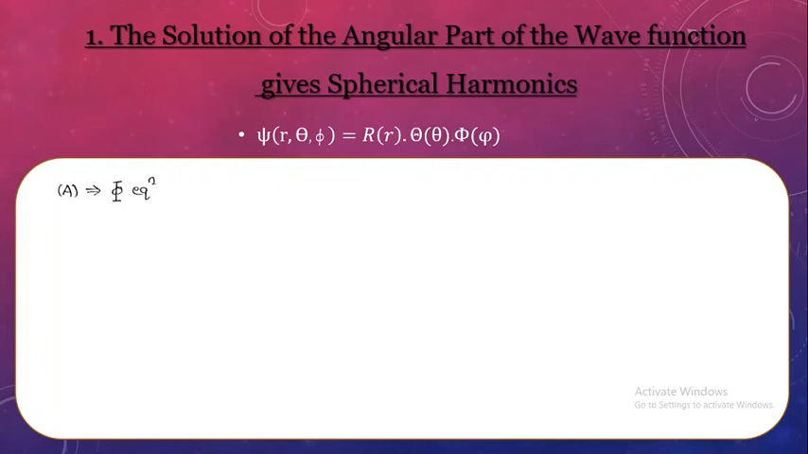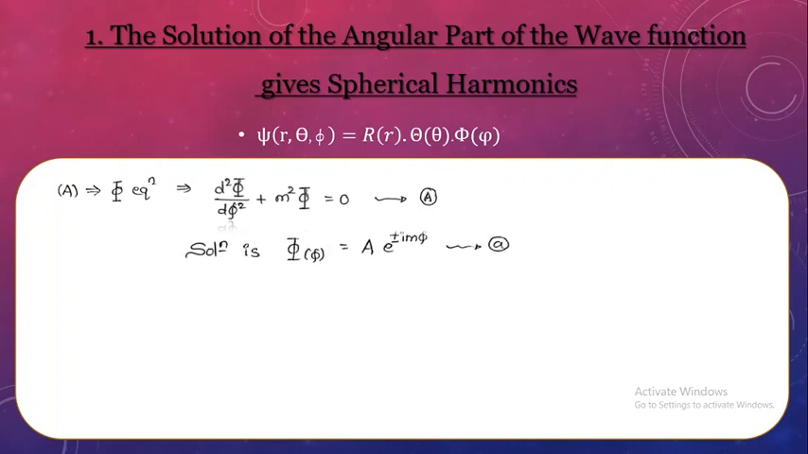So first let us study the phi equation. Equation number A, which was denoted in our previous class, gives us the phi equation, which is nothing but d square Phi by d phi square plus m square Phi is equal to 0. And the corresponding solution for this second order differential equation is Phi of phi is equal to A into exponential of plus or minus i m phi. So let us call it equation number small a.